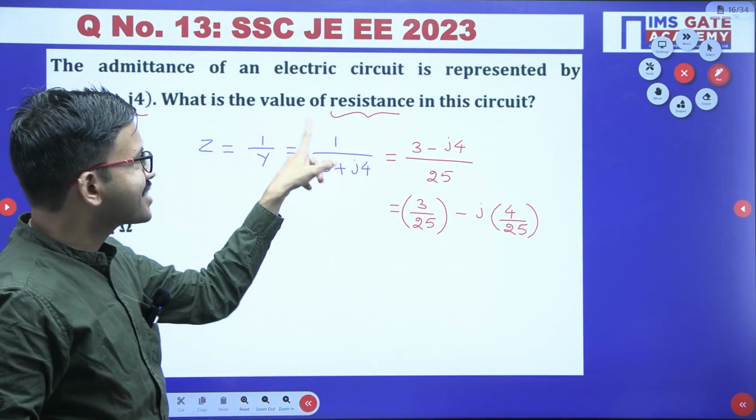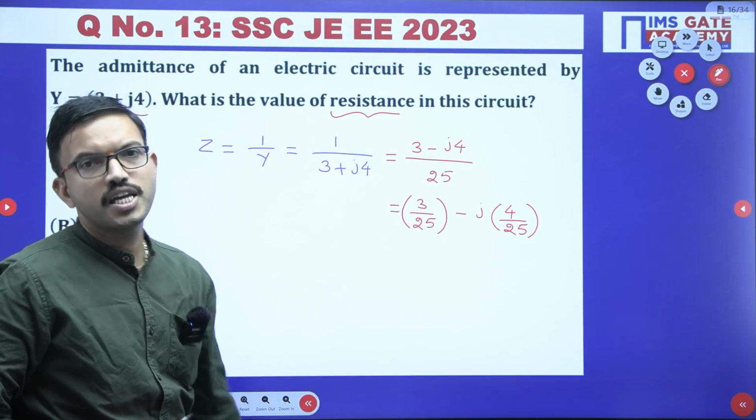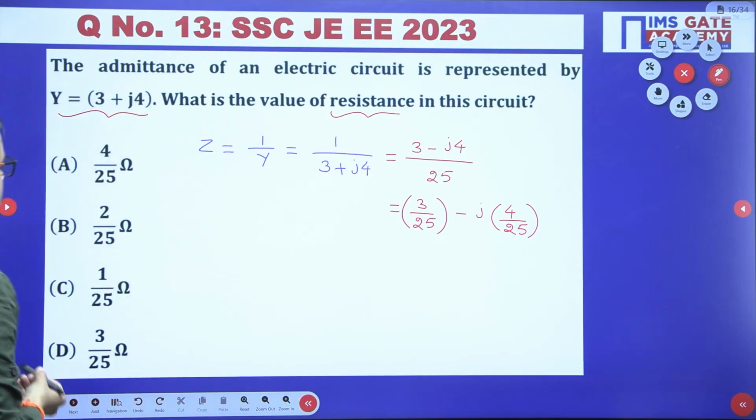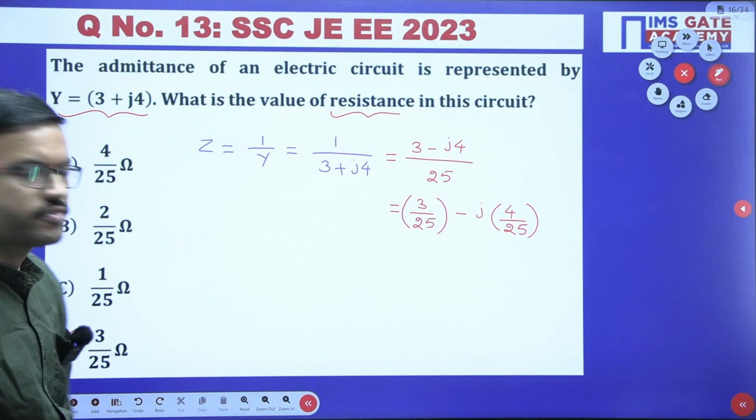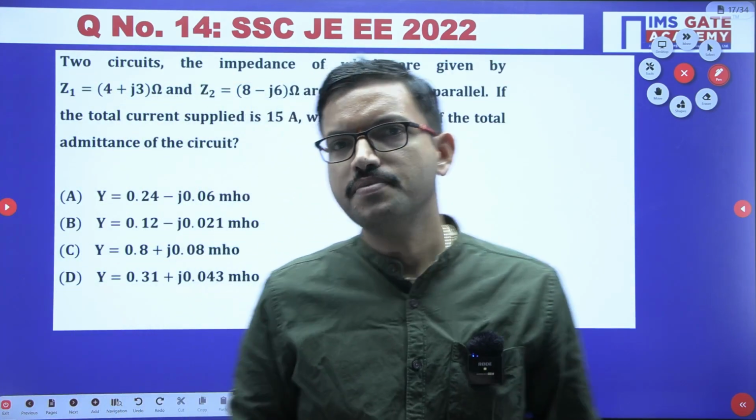In this question they are asking for the resistance, right? So resistance is nothing but the real part of the impedance. That means 3 by 25. So option D is the correct one. Okay. Next question, all of you give it a try.